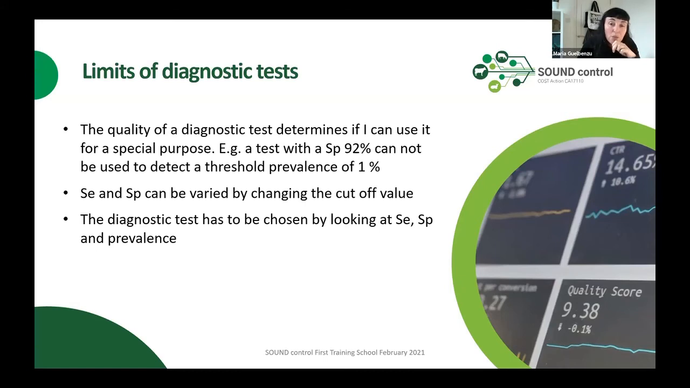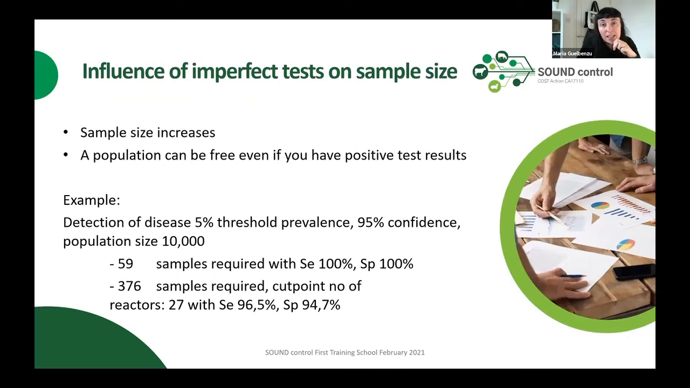And of course, there's going to be an influence of this imperfect test on sample size, and Jorn is going to explore that in the next session. But typically, the more imperfect our test is, the higher the sample size that we need. So basically a population can be free even if you have positive test results, as we've seen with the exercise earlier. So even if you have a good test but a very low prevalence, you might still have quite a large number of false positive results.